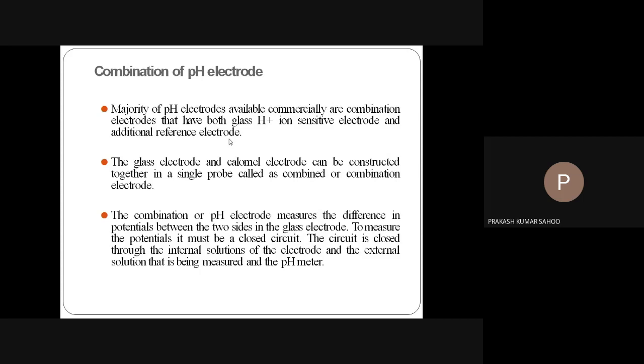So nowadays, two separate electrodes are not used in a pH meter instrument; these two are now combined, and we have only one electrode that acts as a dual electrode, performing as both the calomel electrode and the glass electrode. The combination pH electrode measures the difference in potential between the two sides of the glass electrode. To measure the potential, there must be a closed circuit. The circuit is closed through the internal solution of the electrode, the external solution being measured, and the pH meter.